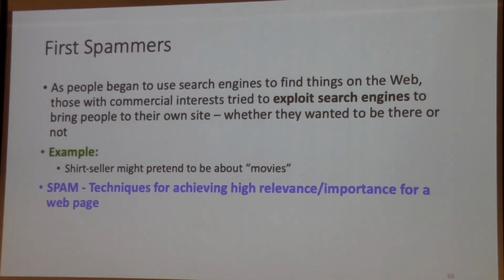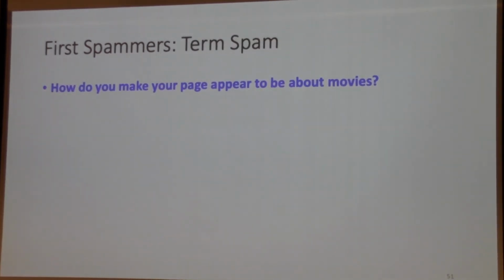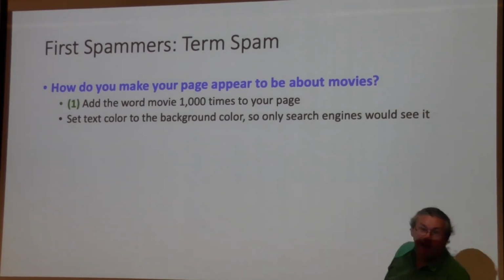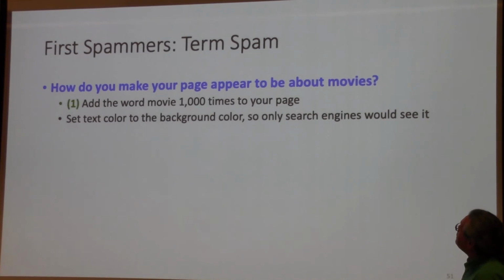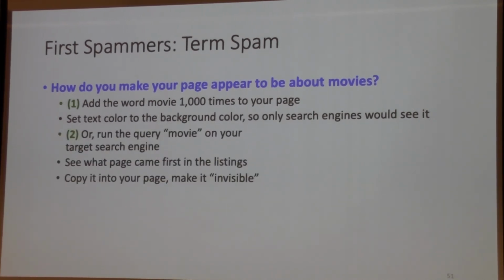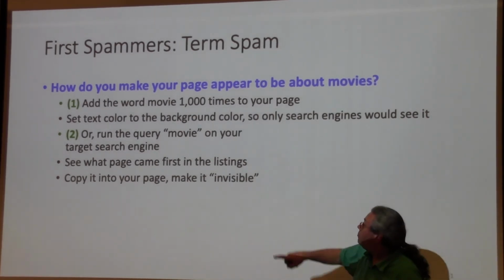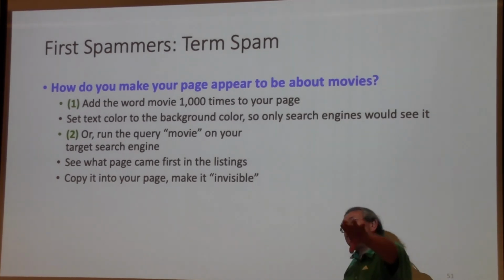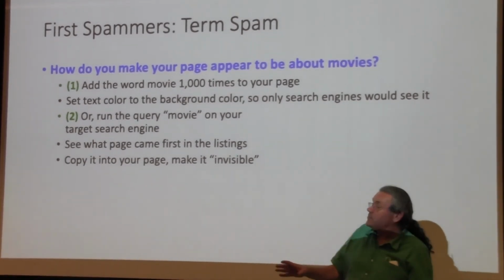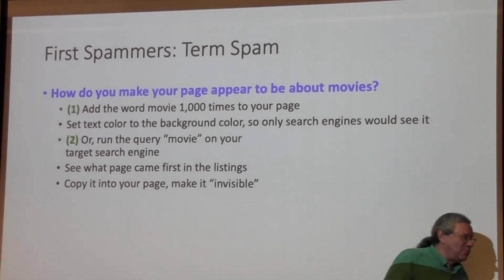Okay? So how do I spam it before PageRank? How do you make your page appear to be about movies? Well, the simple trick is you add the word movie 1,000 times, and you make sure it has the same color as the background color so nobody sees it. Okay? This is what you do, so only the search engines see it. Or you run the query movie. This is smarter. And you see which page comes first. Well, you take the content of that page and you copy it into your page, making it invisible. Of course, that will supposedly make your page more important.